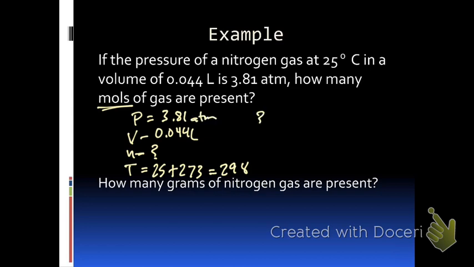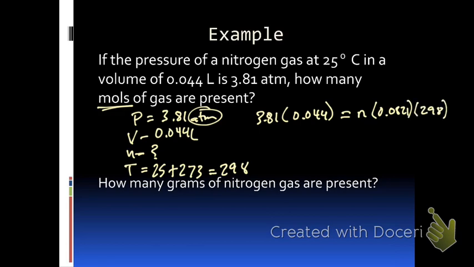All right, let's plug it in. 3.81 times 0.044 equals n, which is what we figure out, times R. Since we're using atmospheres, R is 0.0821, times our temperature, 298. I'm going to solve for this.